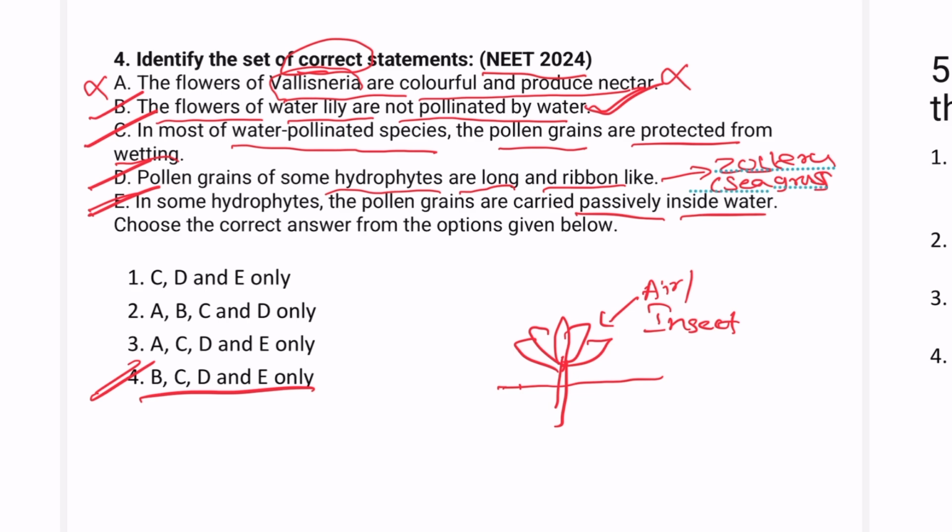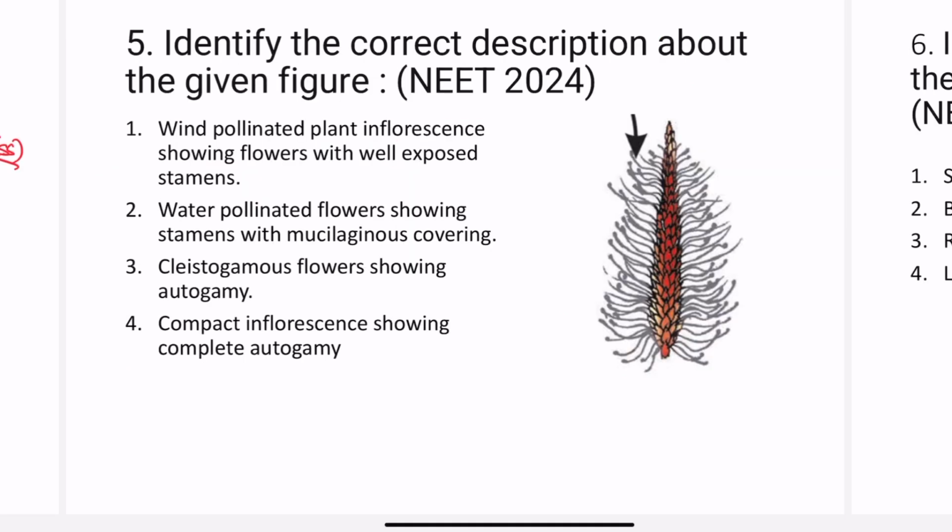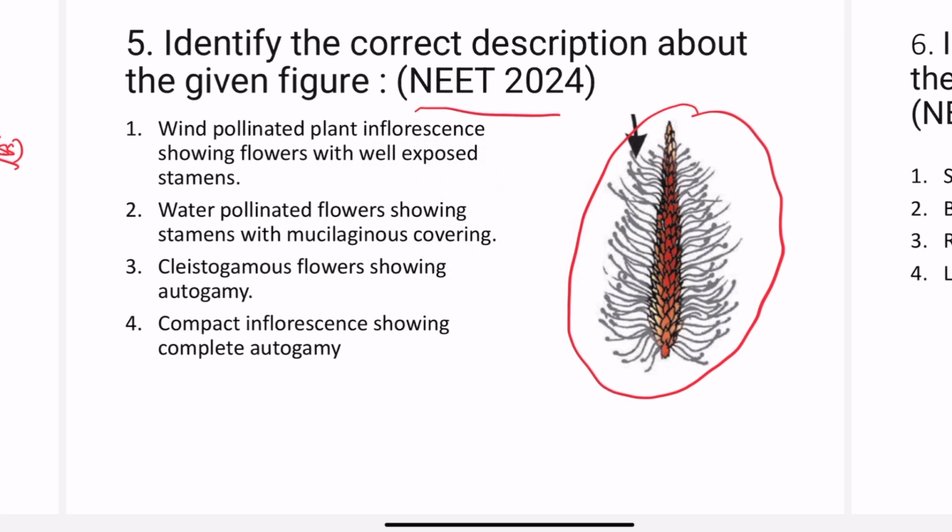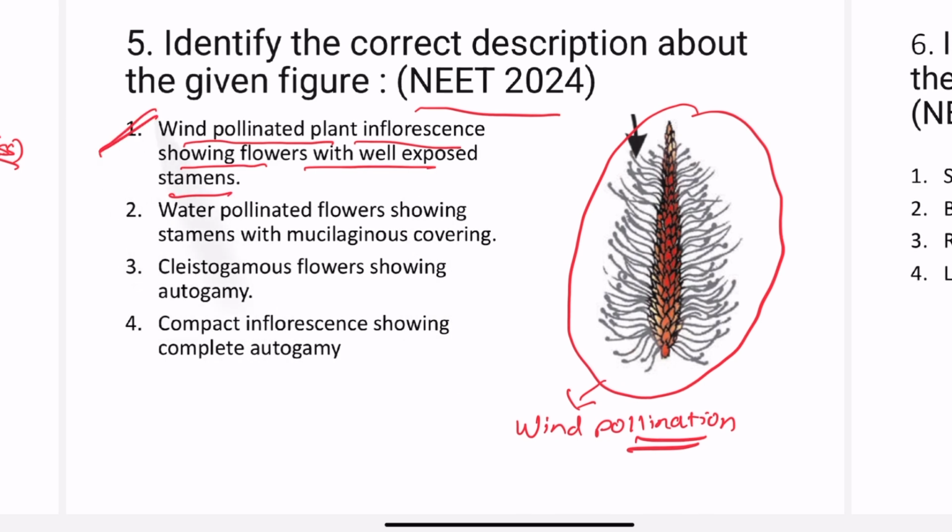The next question. If you look at this next question, it is also a diagram based question from NEET 2024, and it is asking about the description of the diagram. This diagram is from sexual reproduction in flowering plants, and it is about wind pollination. Now what is the correct description of the diagram? The diagram speaks about the wind pollinated plant inflorescence showing flowers with well exposed stamens. Yes, this is the right statement. The next question.